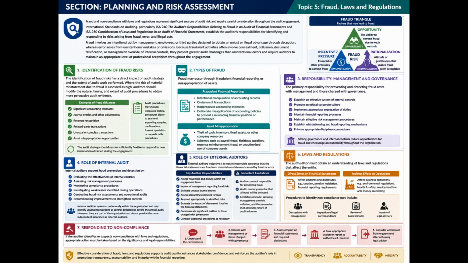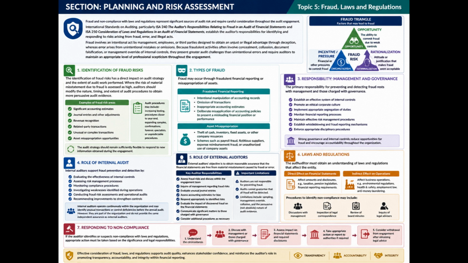Fraud involves an intentional act by management, employees, or third parties designed to obtain an unjust or illegal advantage through deception, whereas error arises from unintentional mistakes or omissions. Because fraudulent activities often involve concealment, collusion, document falsification, or management override of internal controls, they present greater audit challenges than unintentional errors and require auditors to maintain an appropriate level of professional skepticism throughout the engagement.